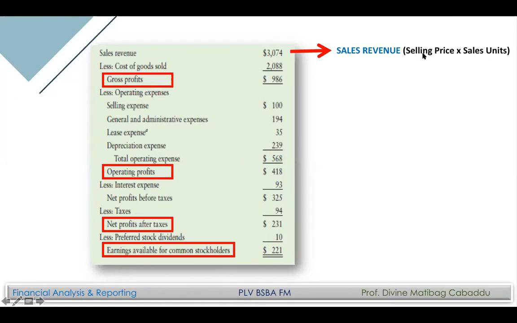For example, ang selling price mo is 100 pesos and 10 ang naibenta mo. So, that means to say your sales revenue is 1,000 pesos. Tama? Now, babawas natin yung puhunan. Ang tawag dyan, cost of goods sold.